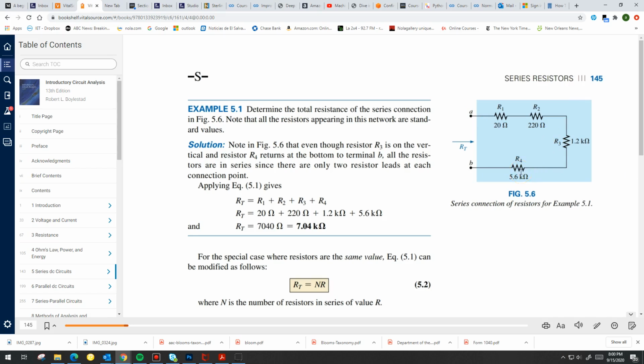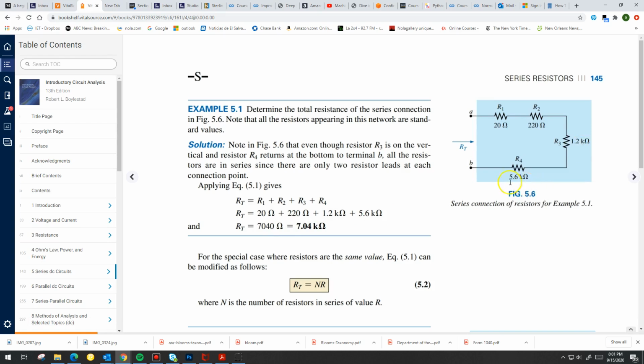But the clues are that, again, you have to have a single connecting point between any two of the resistors. Okay. So in this case, you have that, and it's a single string connecting all those resistors together. So the total resistance is simply the addition of the individual resistor values: 200, 220, 1.2 kiloohms, and 5.6 kiloohms. So the total resistance is equal to 7.04 kiloohms.